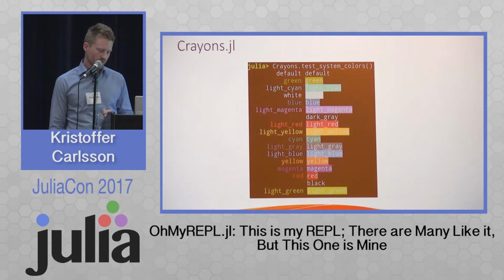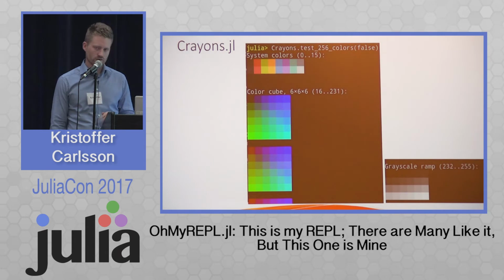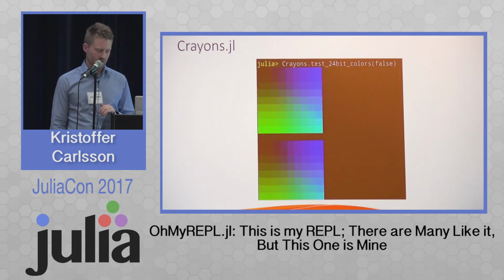And in Crayons, you can also do some testing with your terminal to see what colors it supports. So first you have 16 default system colors. That should work pretty much everywhere you have a terminal. You have another option of doing 256 colors. So then you have first the 16 system colors, then a 6 by 6 by 6 color cube, and then finally a sort of grayscale ramp. So in total, 256 colors. And finally, you can also check if your terminal supports 24-bit color mode.